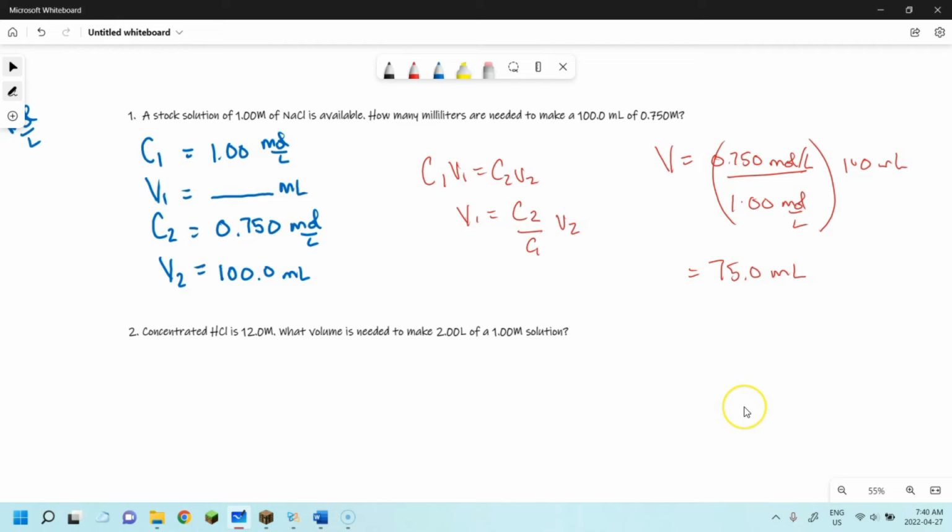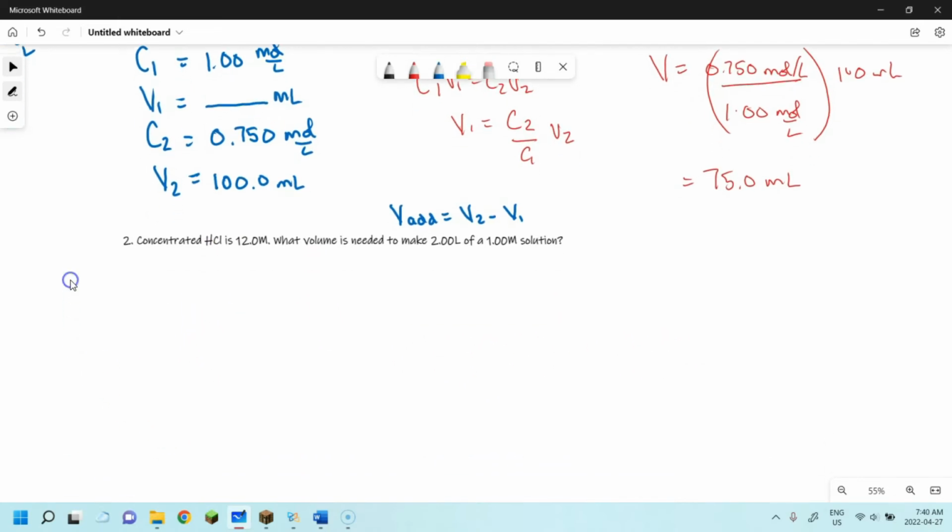Okay, so now here we can see that I would need 75 milliliters of my initial solution. And we could even determine my volume of water added because it would be the difference between the two volumes. And so in this case, it'd be 100 minus 75. So I took 75 mL of my first solution and I added 25 mL of water.